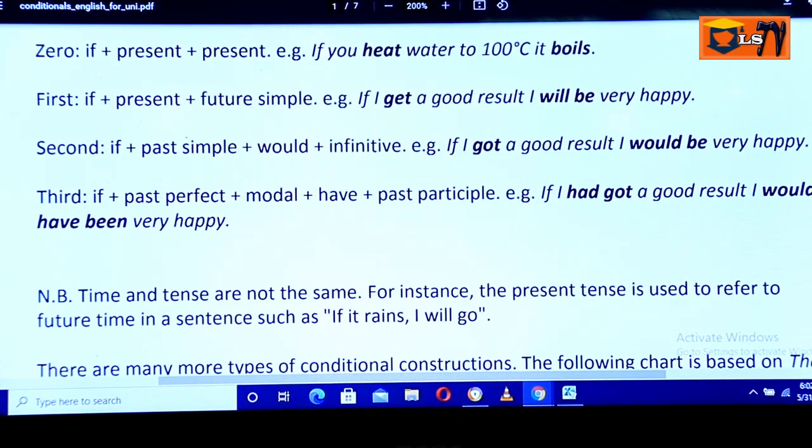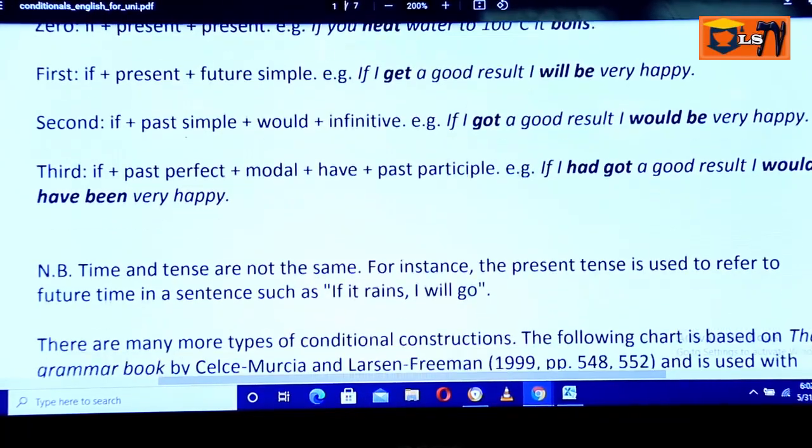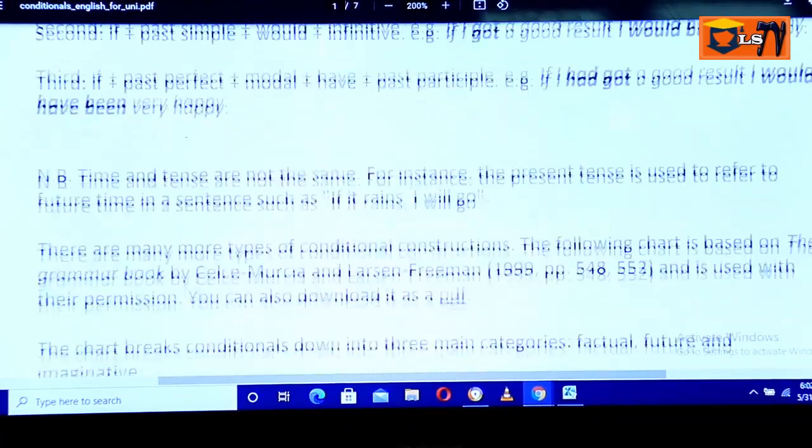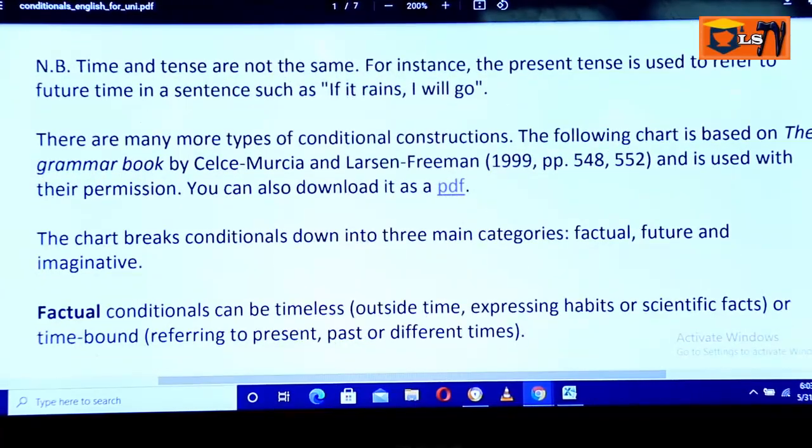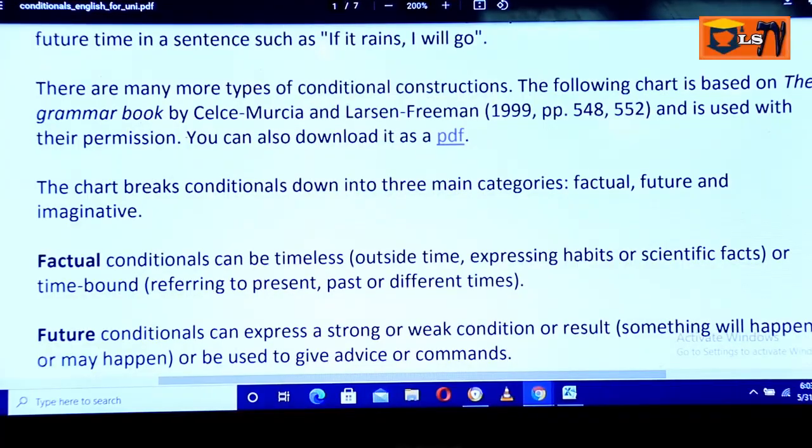Now let us look at the note. Caution: time and tense are not the same. For instance, the present tense is used to refer to future time in a sentence such as, if it rains, I will go. Do you understand? I hope so.